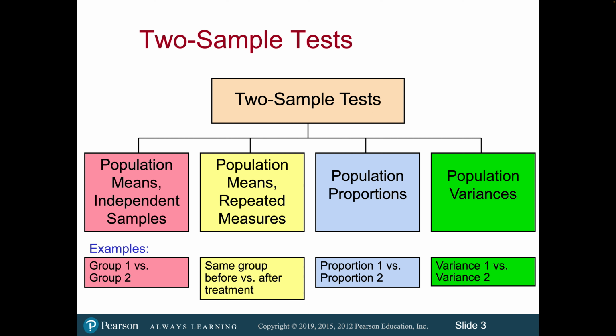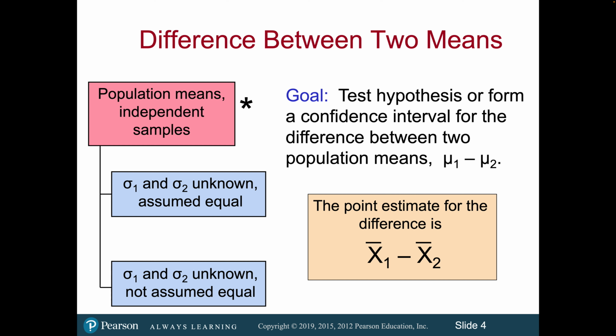So two-sample t-test, from 30,000 feet, if you will. We're going to look at independent samples and repeated measures and population proportions. And the final one in the green, the population variances, I'm not going to cover just because I don't think there's enough time in a week to cover all 4. So the first one, again, difference between 2 means. What we have to consider here is we have 2 population means.